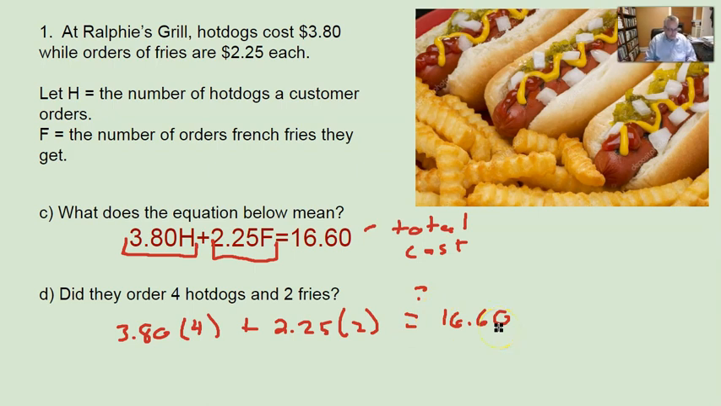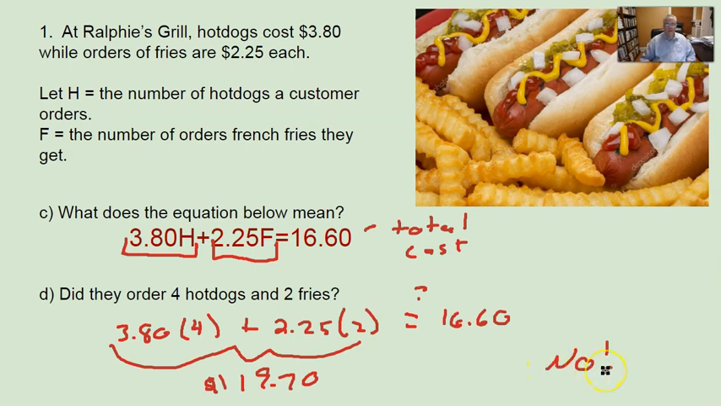So I'm going to grab my friendly calculator here. And we're going to do 3.8 times 4 plus 2.25 times 2. No, that's 19.70. So this is $19.70 apparently. So no, that wasn't their order. All right. So they must have ordered a different amount of hot dogs and fries for it to be 16.60. The main goal here is actually not to figure out how many hot dogs and fries they ordered in this problem. It's to understand what this equation is telling us.